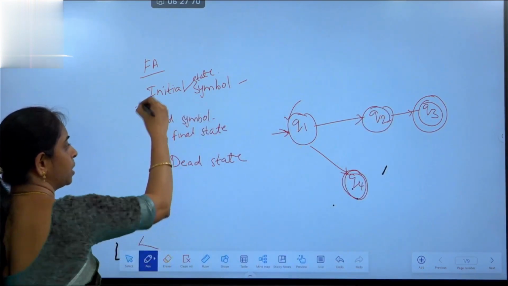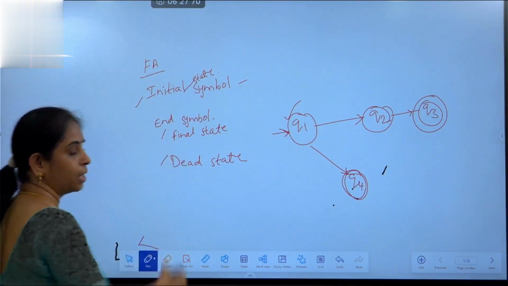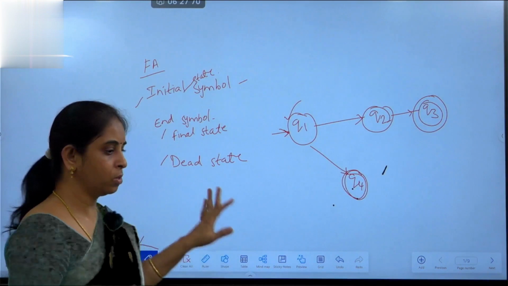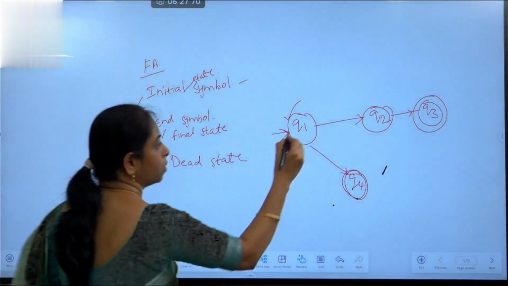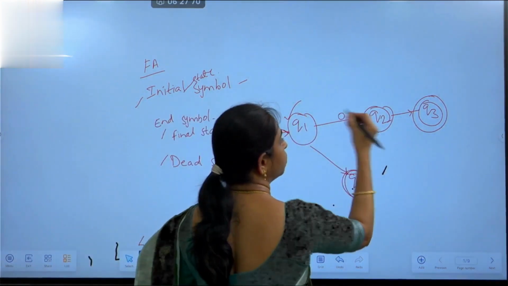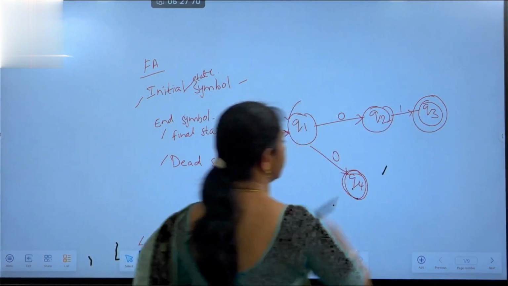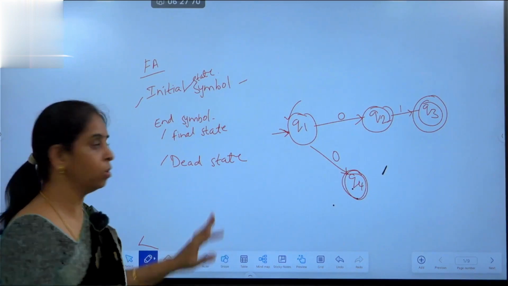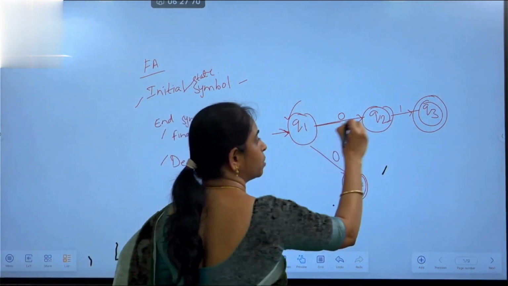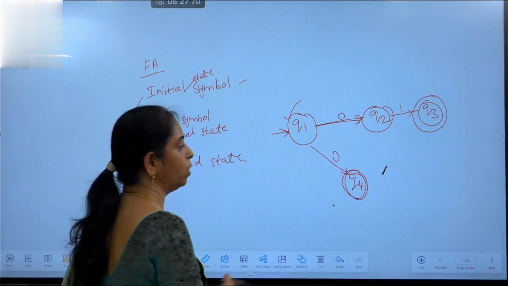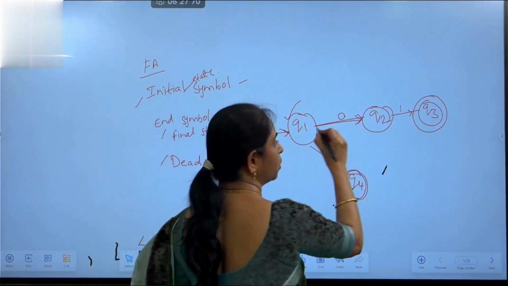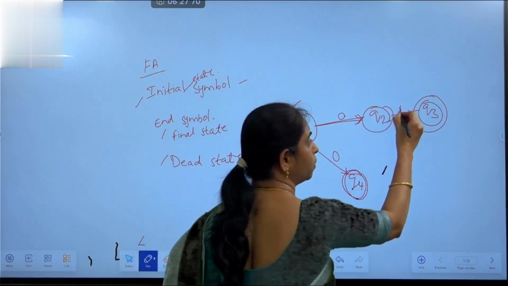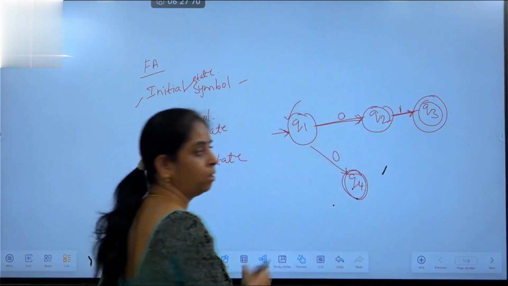The initial state, final state, and dead states are very important whenever we are drawing a finite automata. Coming to output alphabets and input values, we are discussing finite automata only without output. Here from the input state Q1, on input alphabet 0, we move to the next state Q2. From Q2, on input alphabet 1, we move to the final state Q3.